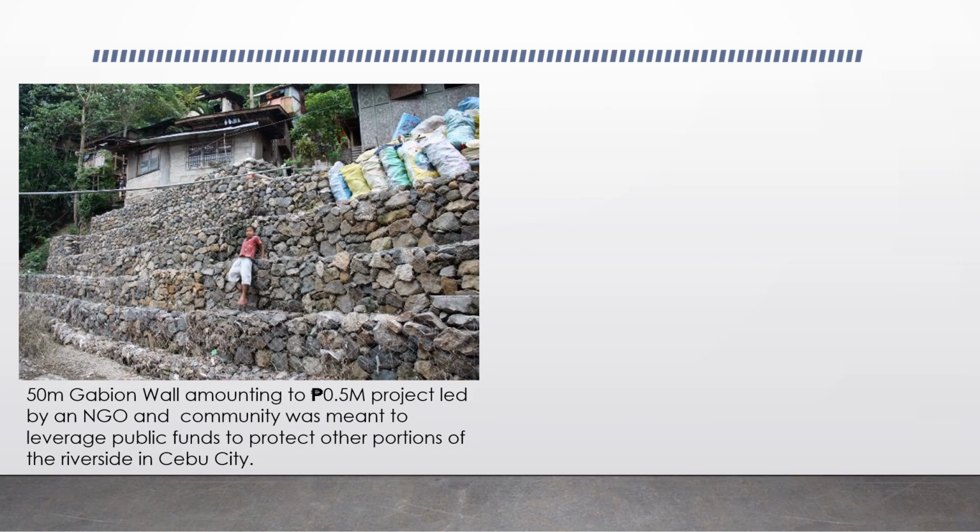Here's another example. An NGO organized a community living along the steep slopes of a riverside. The plan was to build a gabion wall to prevent erosion and landslides to keep the community safe and secure. The NGO only had a limited budget, so it leveraged its funds with the barangay local government unit so that they will do the first 50 meters, while the LGU builds the next 200 meters. The NGO and the community built quite an impressive structure that still stands today.